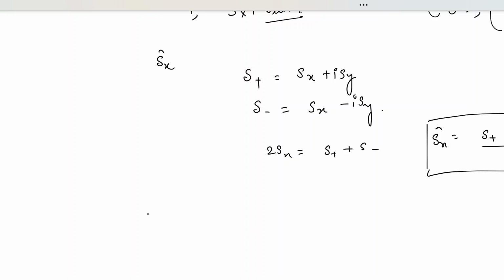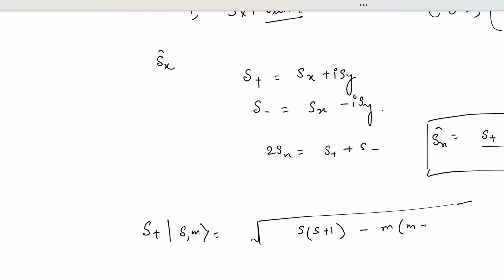So then if that is the case, you already know how s plus operates on a state s, m. There is a form: root over s into s plus 1 minus m into m plus 1, times h cut, and the state goes to s, m plus 1. Similarly, if s minus operates on s, m, then instead of plus there will be a minus sign here and here.